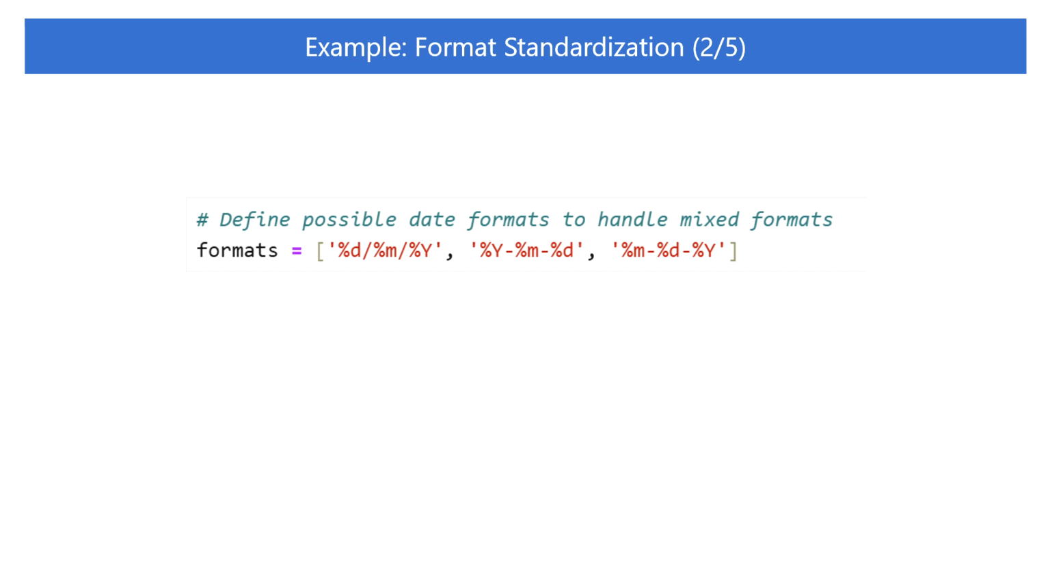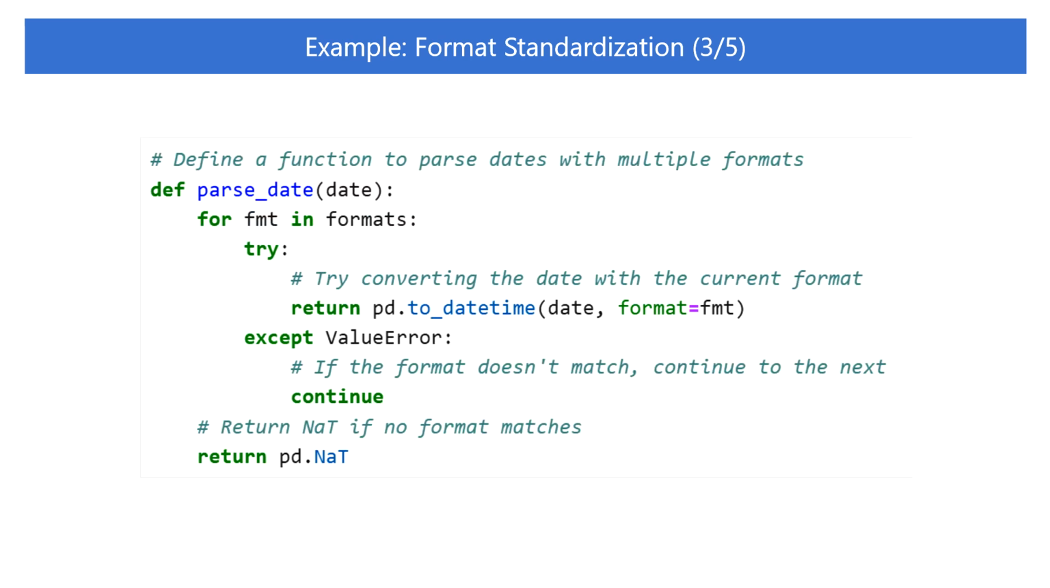Let's define a list named formats. It is a list of date formats. These formats will be used to parse the dates correctly. The parseDate function is defined to handle the conversion of dates. This function ensures that dates in different formats are parsed correctly.